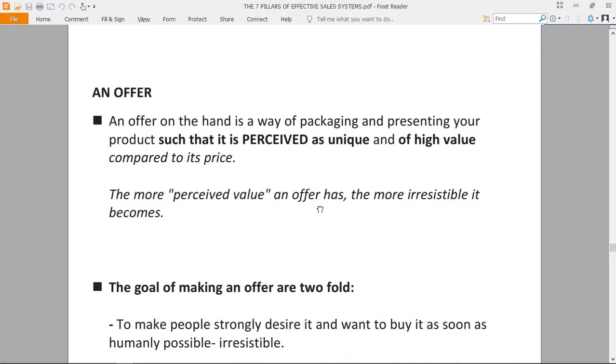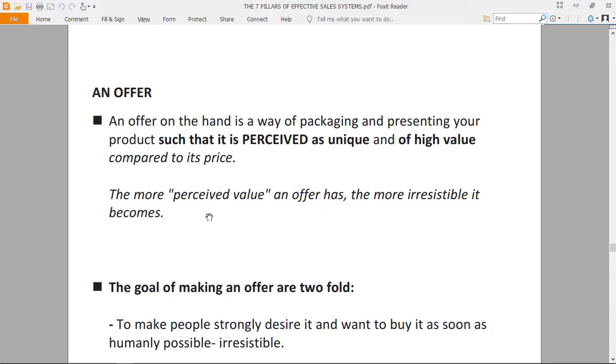But here, we want to keep our price the same or just slightly different, in some cases even higher than the market price, yet be able to present it in such a way that it seems to be of high value compared to its price. So in an offer, what we are working on is keeping the price the same or even higher than what other people are selling, yet increase the perceived value so high that people can't say no.